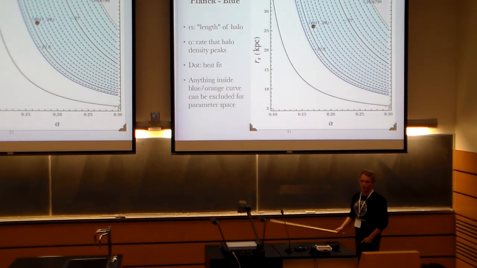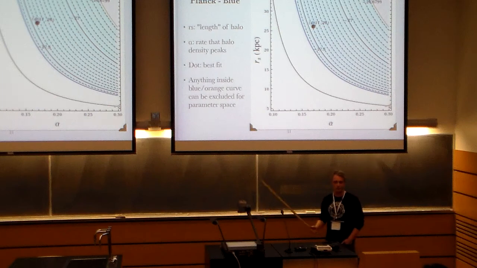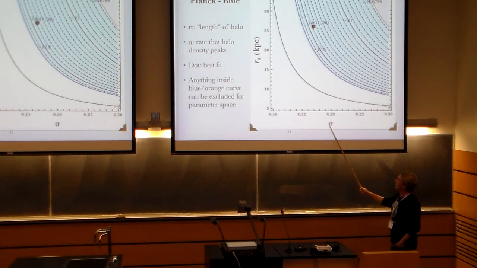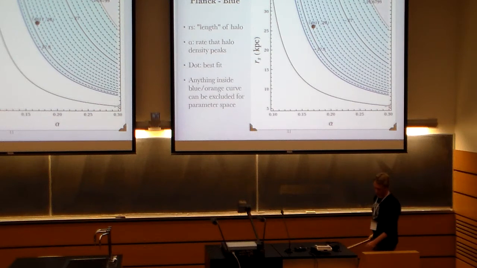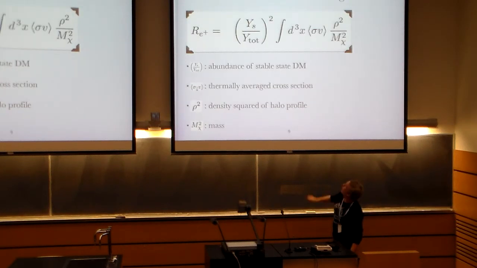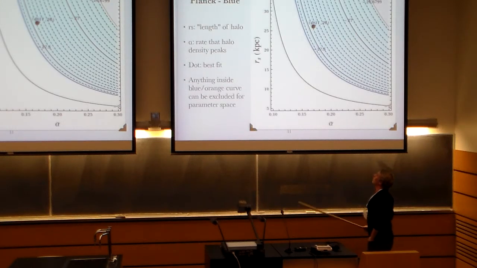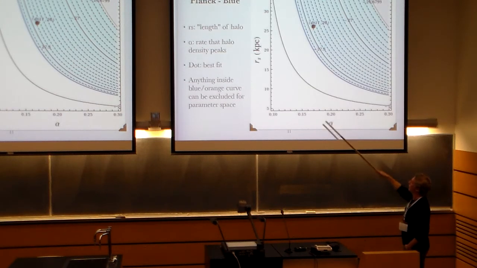But this is a graph of the P scattering. Now, this alpha is a parameter, same with the r_s, of the density profile that we were using. And so essentially, it's just a contour plot of the parameter space of the P scattering.